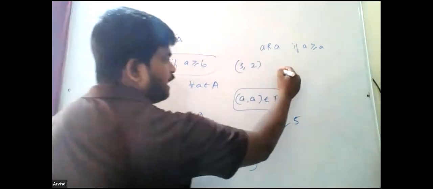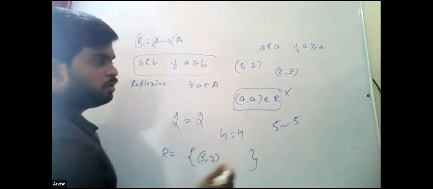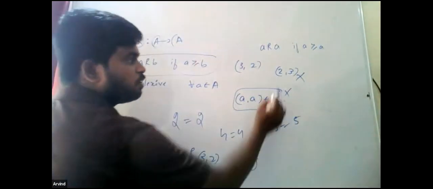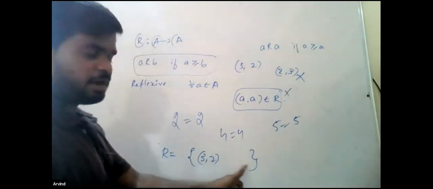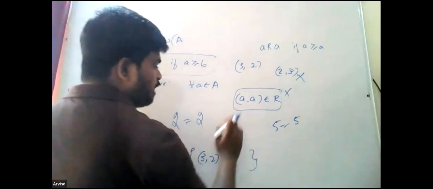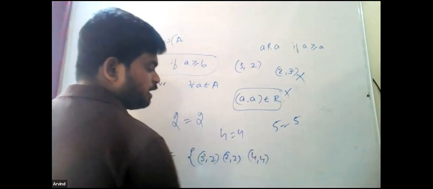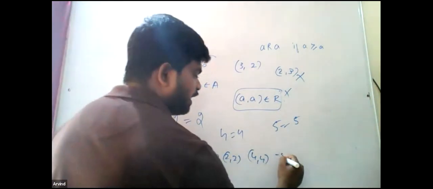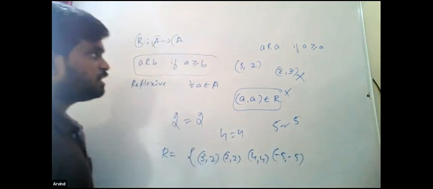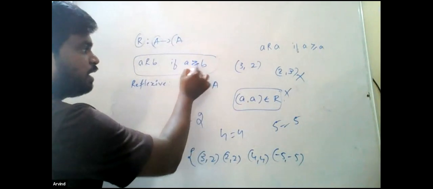So can I write (2, 3)? No, you can't write. Why? Because 2 is not greater than 3. So it cannot be written in R. In the same way, can you write (2, 2)? Yes. (4, 4)? Yes. Will it be in this R? Yes. (-5, -5), yes. What is the condition? It should be greater than or equal.